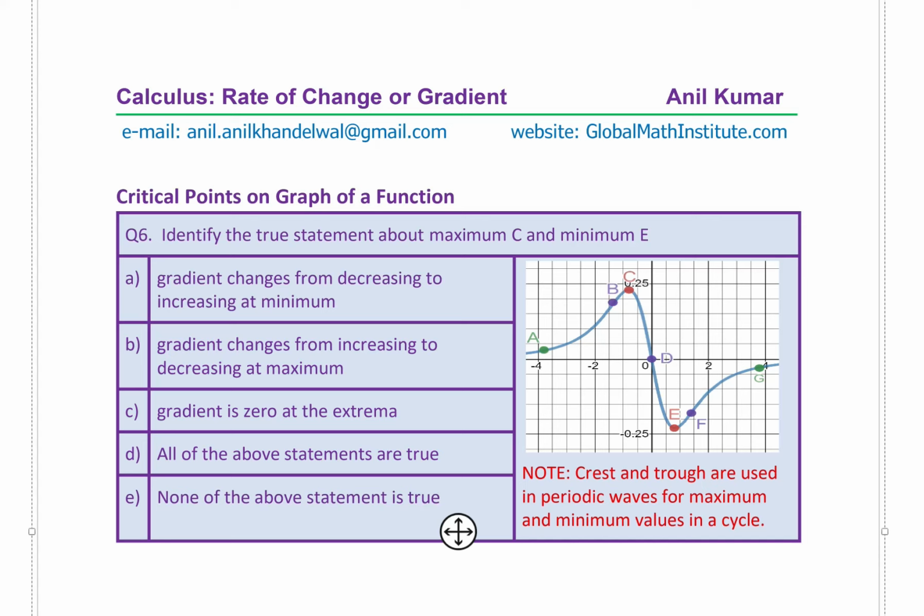Question number 6 here is a critical point on the graph of a function. That is what we are going to understand now. Question number 6 is: identify the true statement about maximum C and the minimum E. Now this point C is called the maximum value, right? As we have seen, E is the minimum value. When we have periodic functions, in that case, we also use the words crest and trough, right? So these are also the words used for maximum and minimum. But most of the time, when we have a periodic function, we use these terms. Otherwise, we'll stick to maximum and minimum.